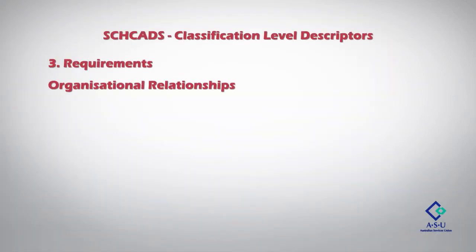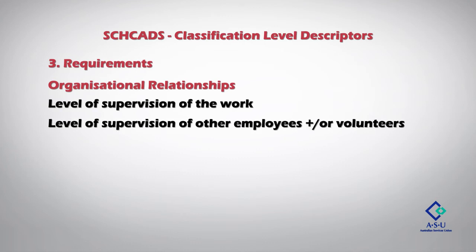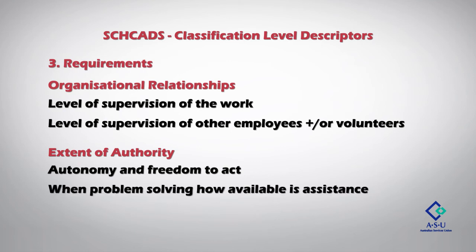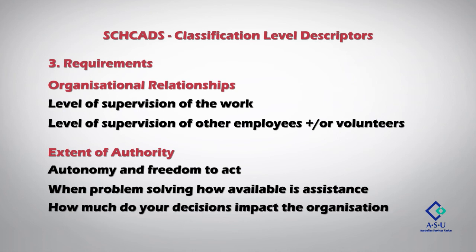Organisational relationships refer to the level of supervision that you require in your work and the level of supervision you have of other employees or volunteers. The extent of your authority is not what you dream about at night. It's about your autonomy in the job. Are you free to act? And is that freedom within defined limits, or are you able to initiate new things? When you have to solve problems, how available is assistance? How much do your decisions impact other parts of the organisation?